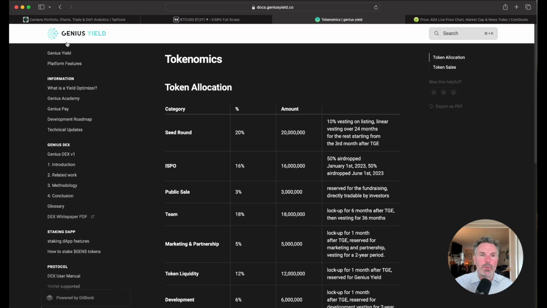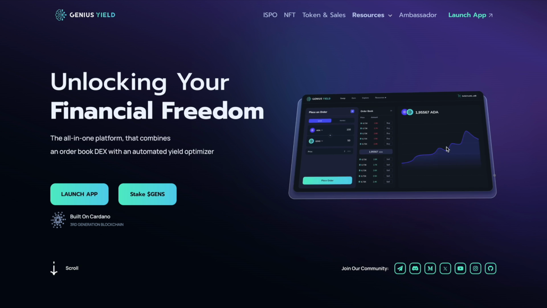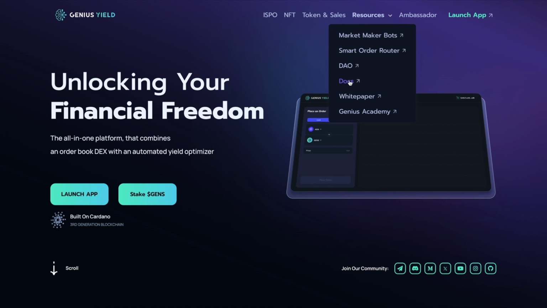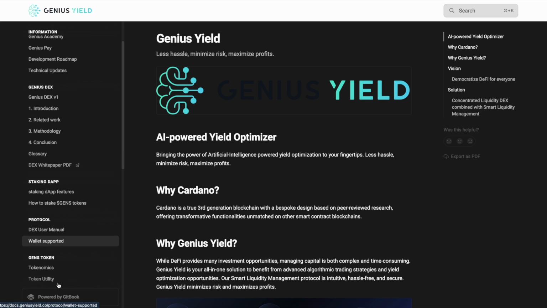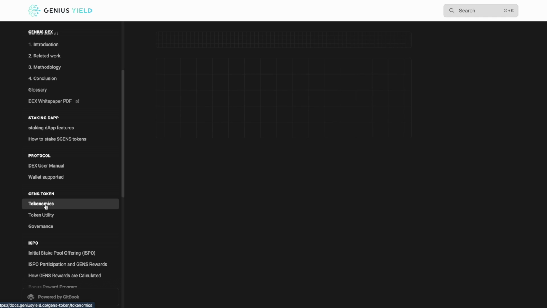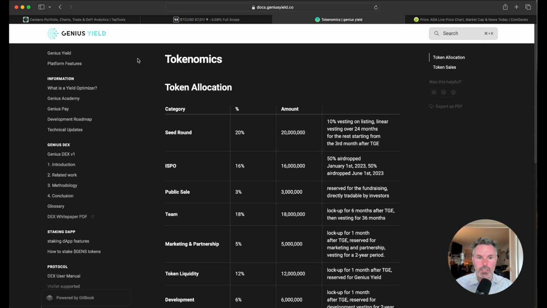Okay, here we are on the docs for Genius Yield. You can get to this very page directly from their website or even their application. They have a little tab that says docs. You just click it, boom, you're here. It's that easy. It's not difficult. That's another thing I love to profess, that this stuff is easy. It's not crazy and hard. You just have to know where to look.